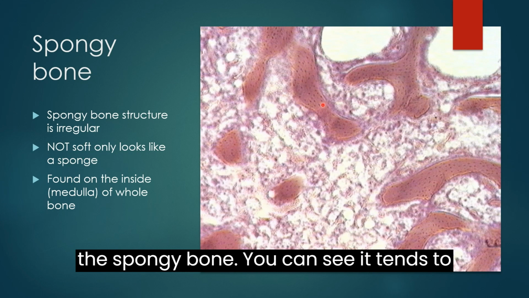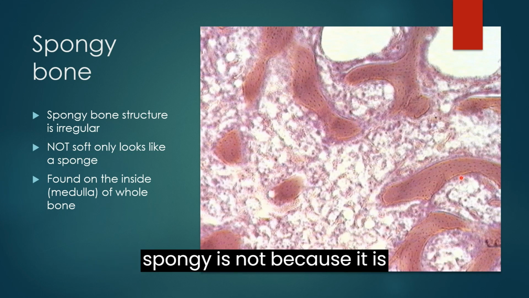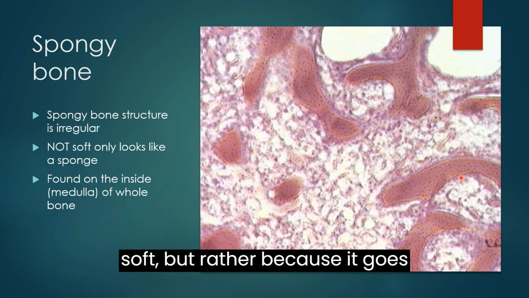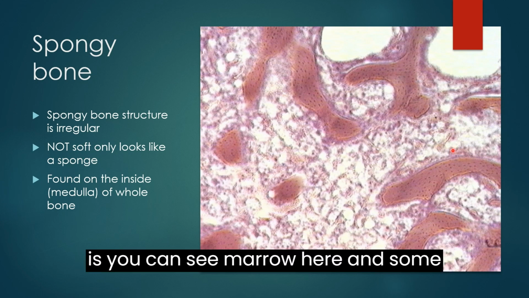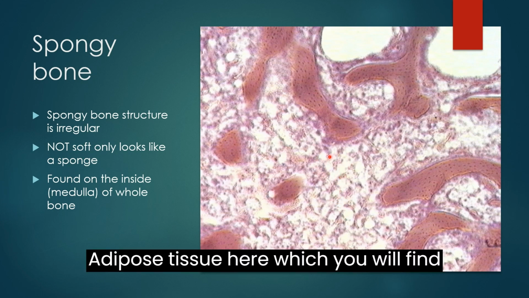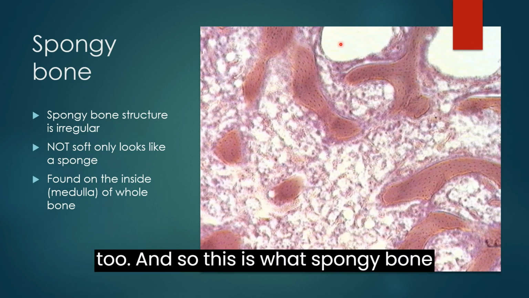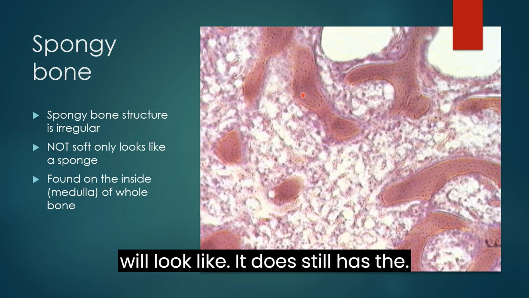So over here you can see the spongy bone. You can see it tends to go everywhere. The reason it's called spongy is not because it is soft, but rather because it goes everywhere. The other thing you can see is marrow here and some lipid, some adipose tissue here, which you will find in adult bone. You can see more here too. And so this is what spongy bone will look like.